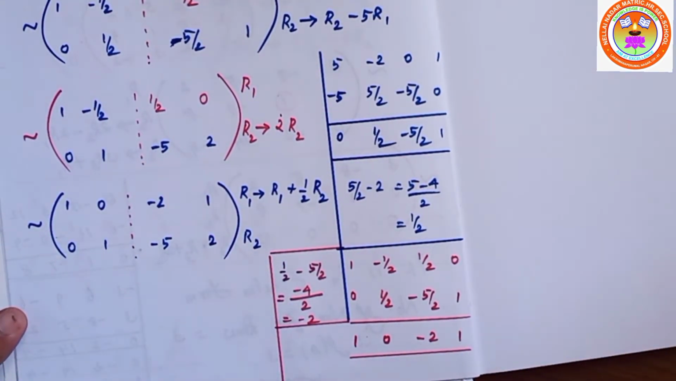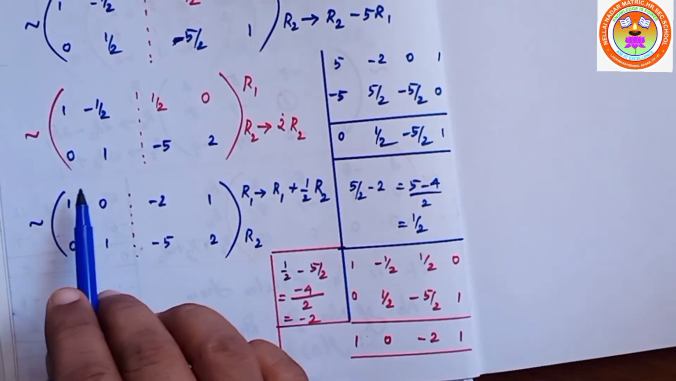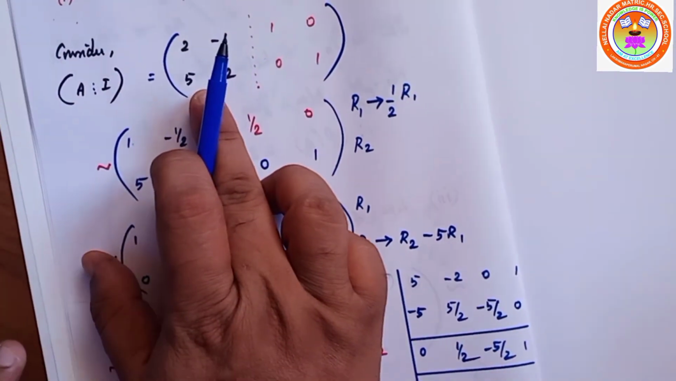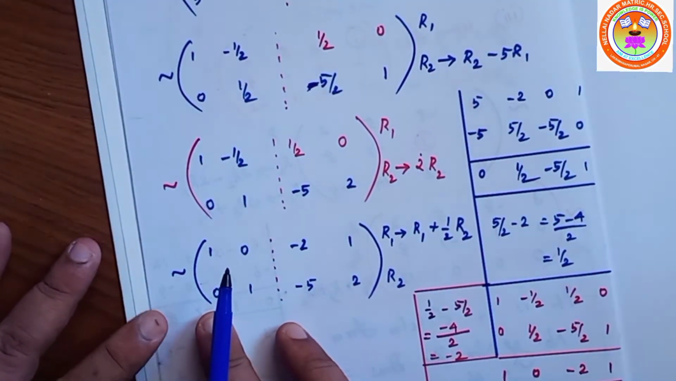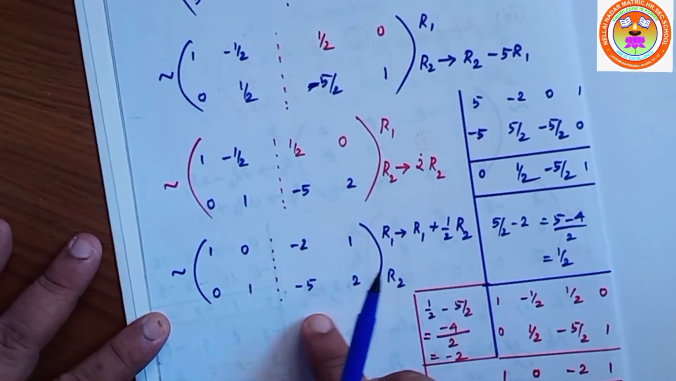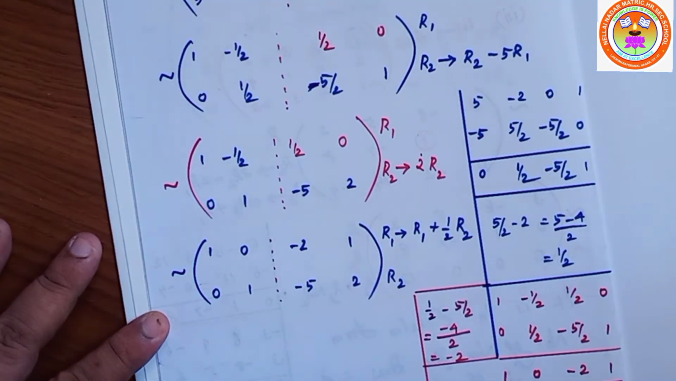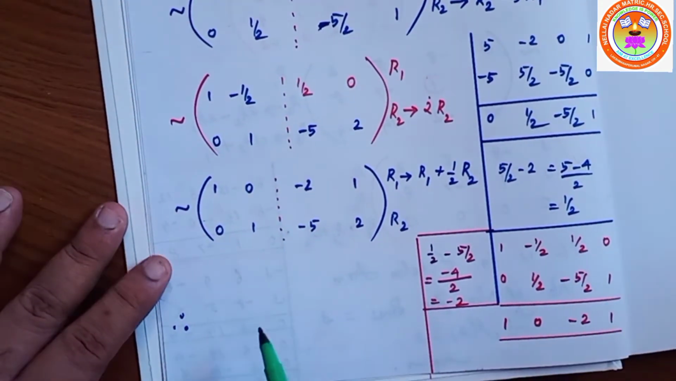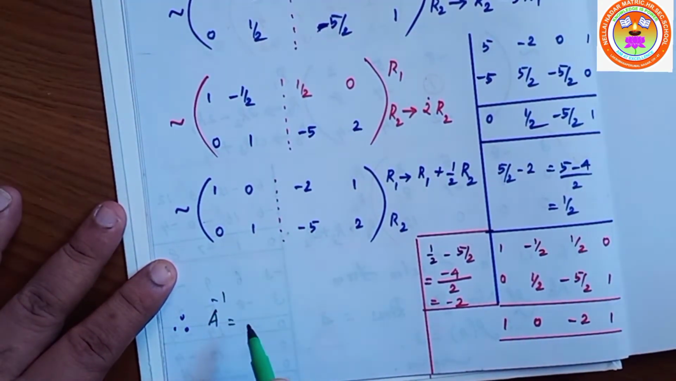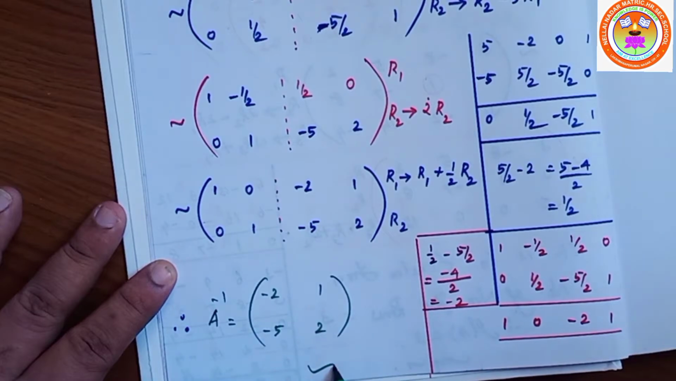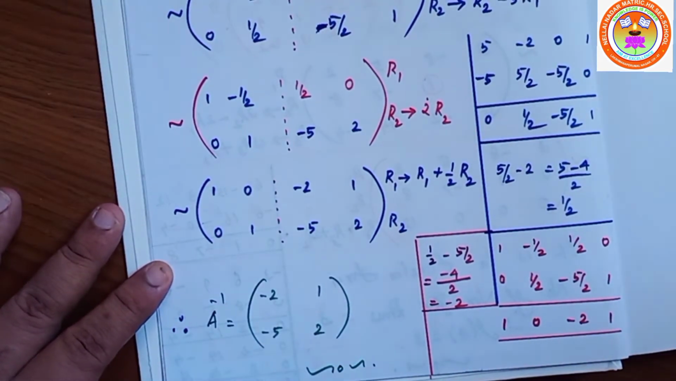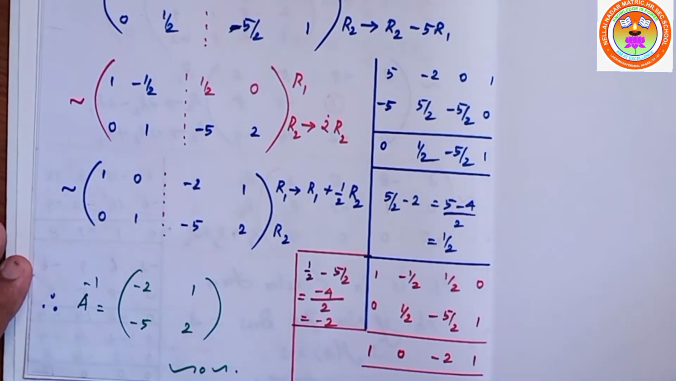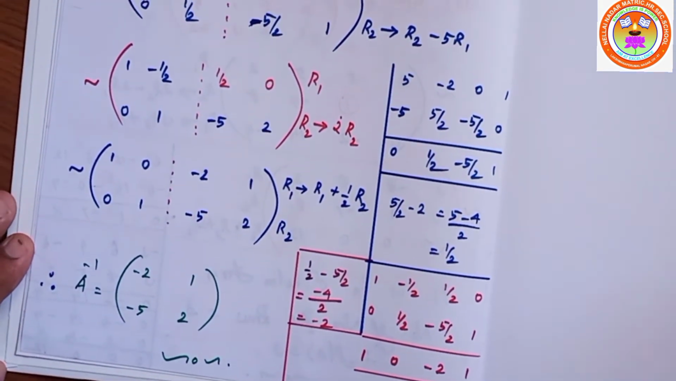Yes, over. Now we have converted the first A matrix into identity matrix. Automatically this will be the inverse of the given matrix. Therefore, finally write the result: A inverse equals, inside that matrix, minus 2, 1, minus 5, 2. Subdivision 1 is completed. Then I will be teaching subdivision 2 now.